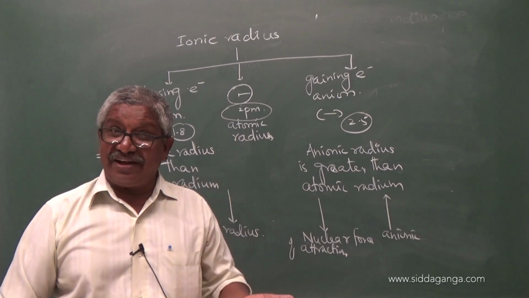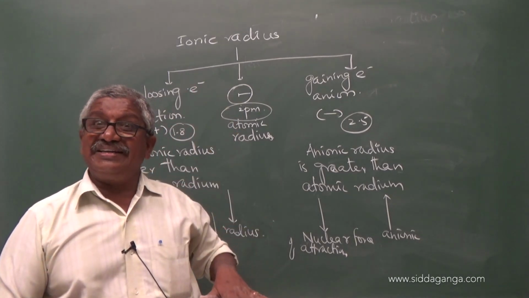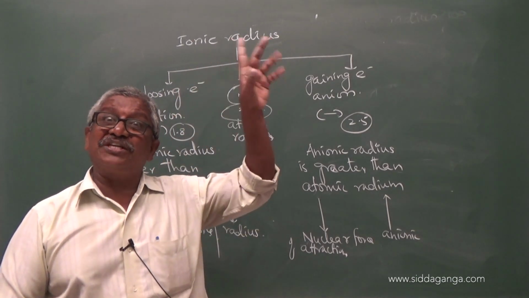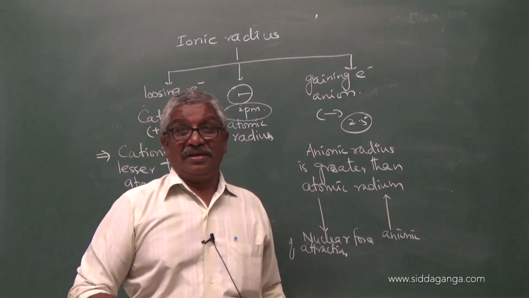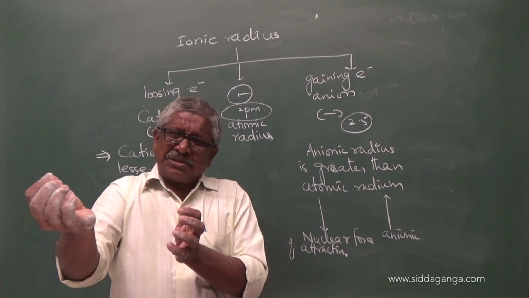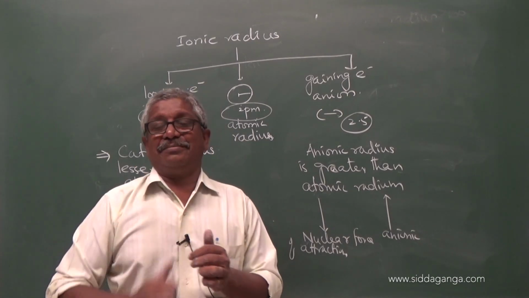If it is a cation, after losing the electron, the cationic radius decreases due to increase in nuclear force of attraction.